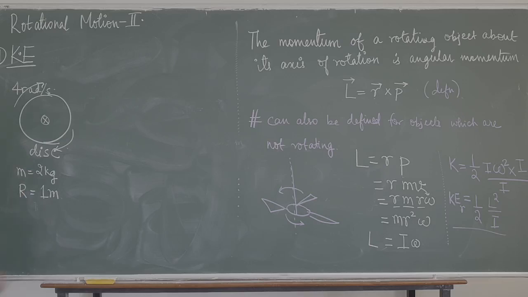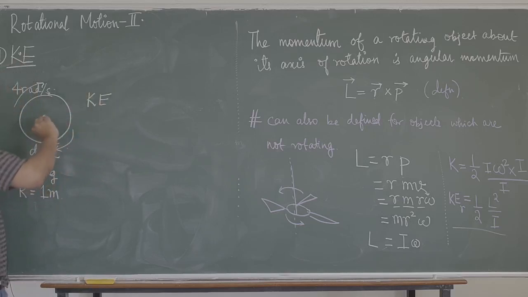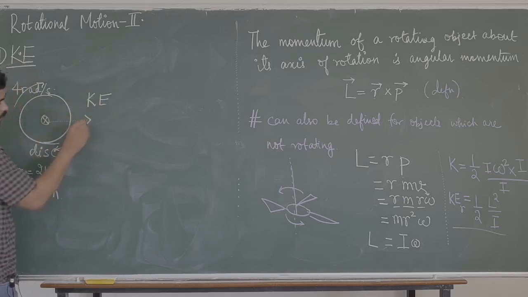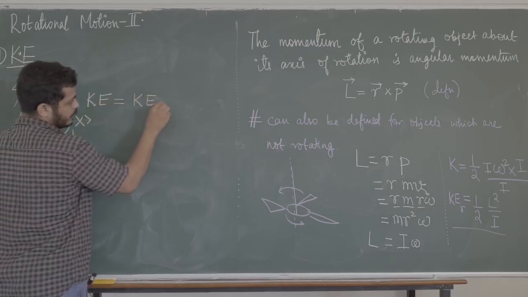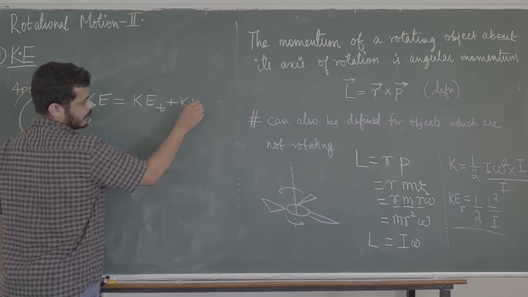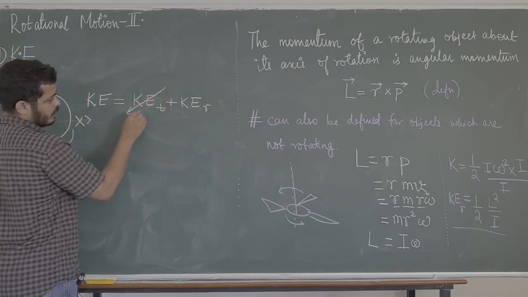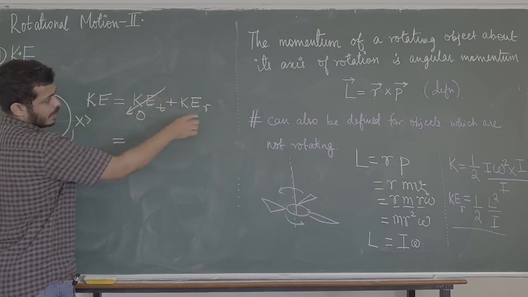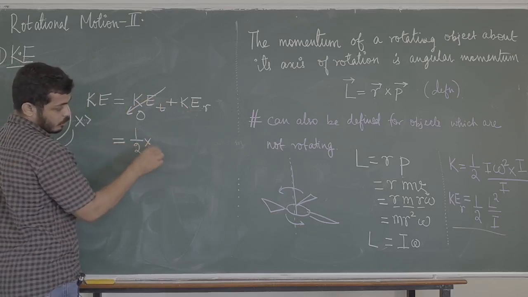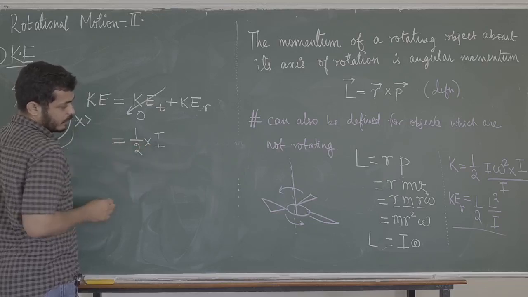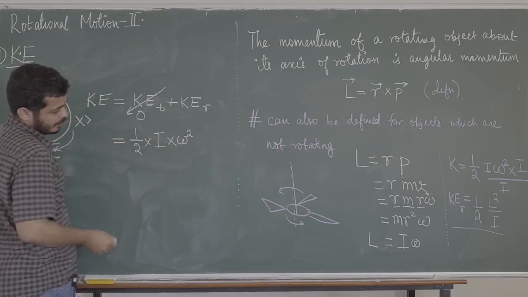So how would you define kinetic energy? In this case, the disk is not moving, so even if you write that the disk is moving, this is 0. You can write kinetic energy is equal to kinetic energy of translation plus kinetic energy of rotation. Don't do this always. If you understand it's not translating, you can just write this is equal to 0. Simple. Kinetic energy of rotation will be equal to half multiplied by, not mass, I, moment of inertia, multiplied by omega square. So half I omega square.